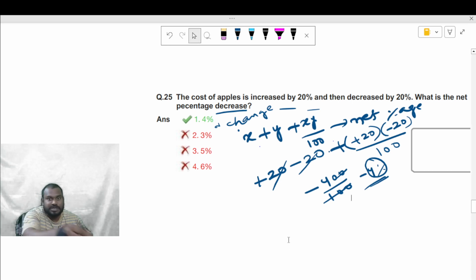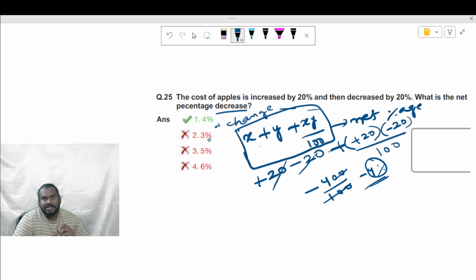This formula is very, very important in percentages. And sometimes there is one more model also: because of the increase in the price, the consumption is decreased. Then what would be the resultant price? Questions will be coming like that: price increased, consumption decreased. How should you calculate those models? I'll tell you in the next class. I'll explain it in detail because it's a very important model. With questions, I will explain it, then you will understand.